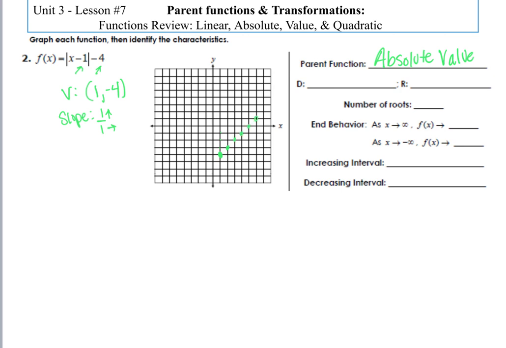Okay, so we got this, and we mirror that as we work to the left. Go up 1, left 1. Okay, so we got this nice V. We're going to connect all of our points. Okay, now that we have the picture, we'll answer the rest of our questions. If you recall, domain for all absolute value functions, as we move left to right, we're moving left to right forever with no gaps or breaks. We would say the domain is going to be all real numbers.